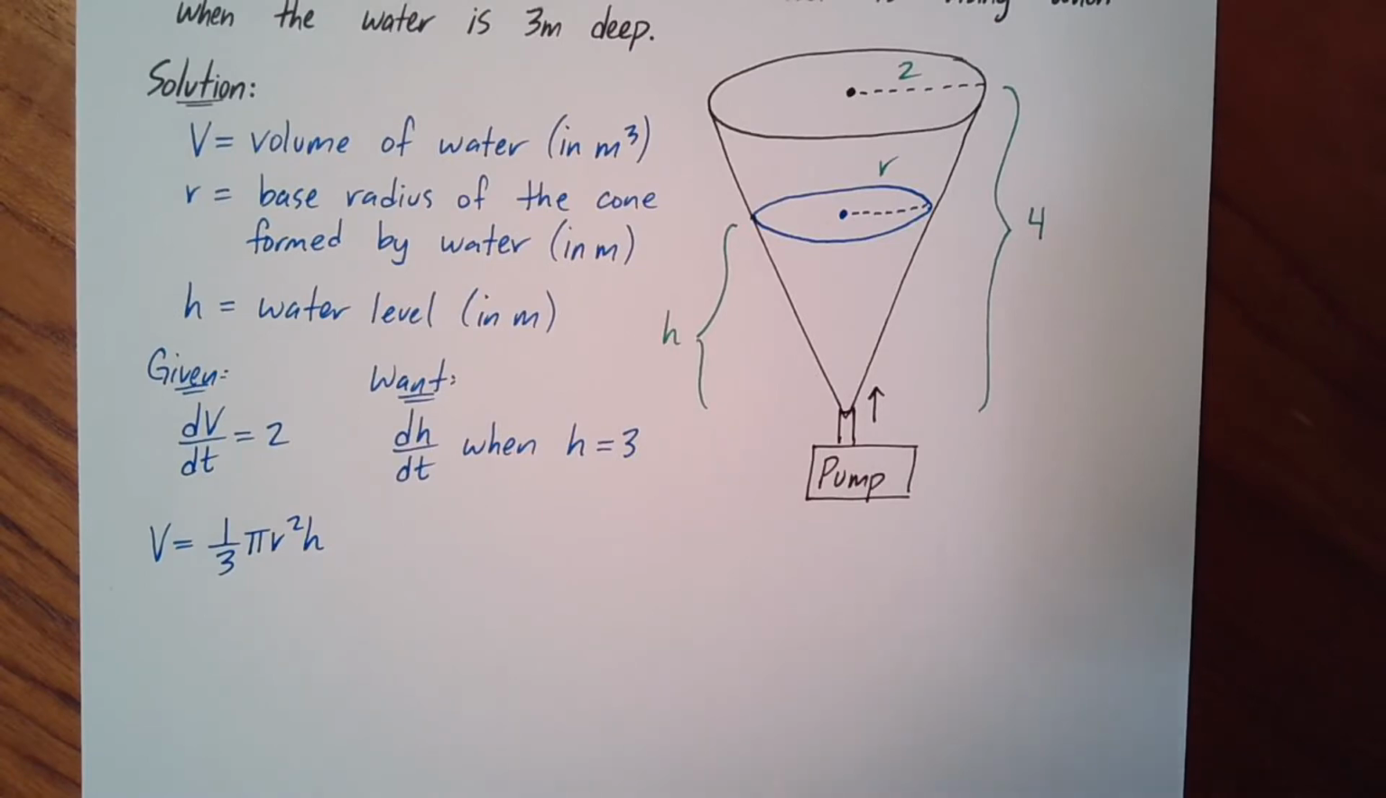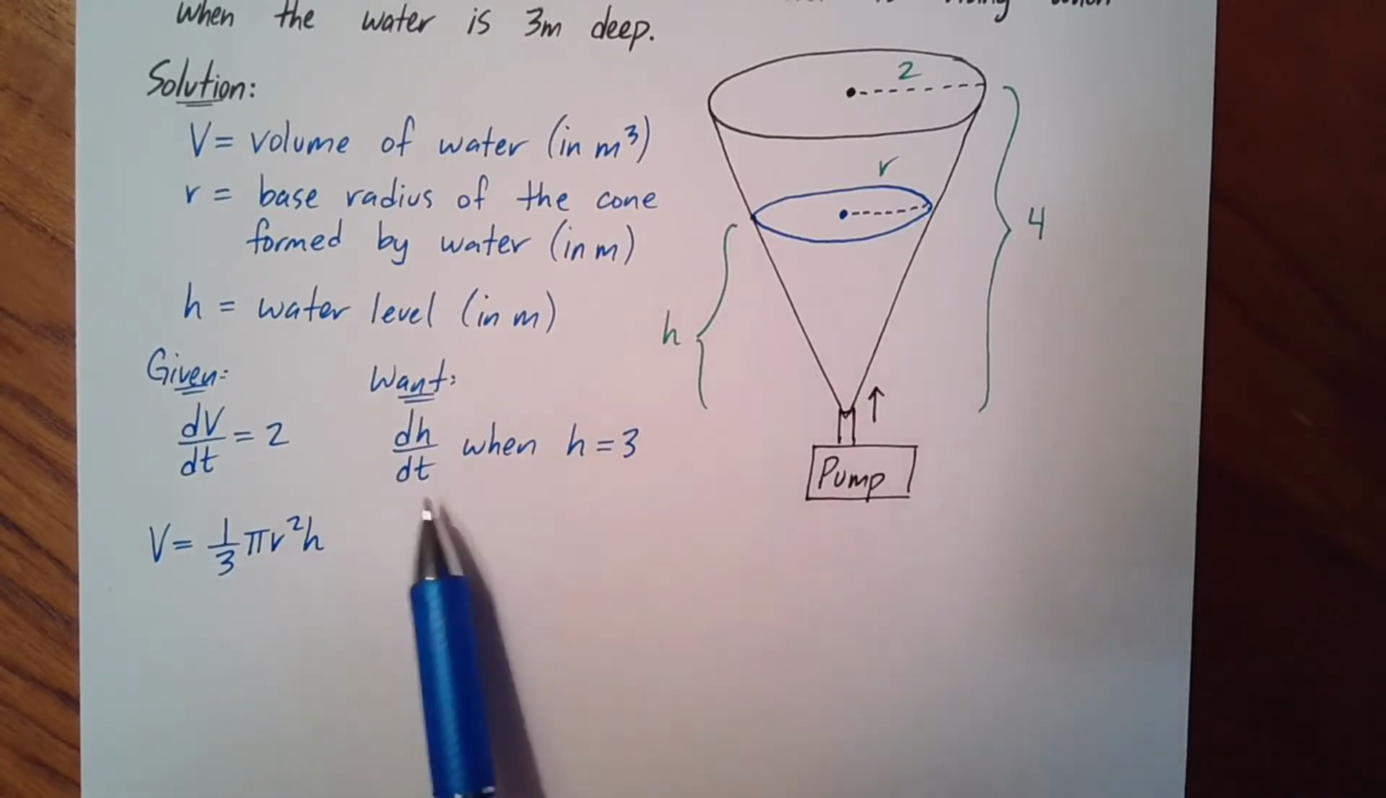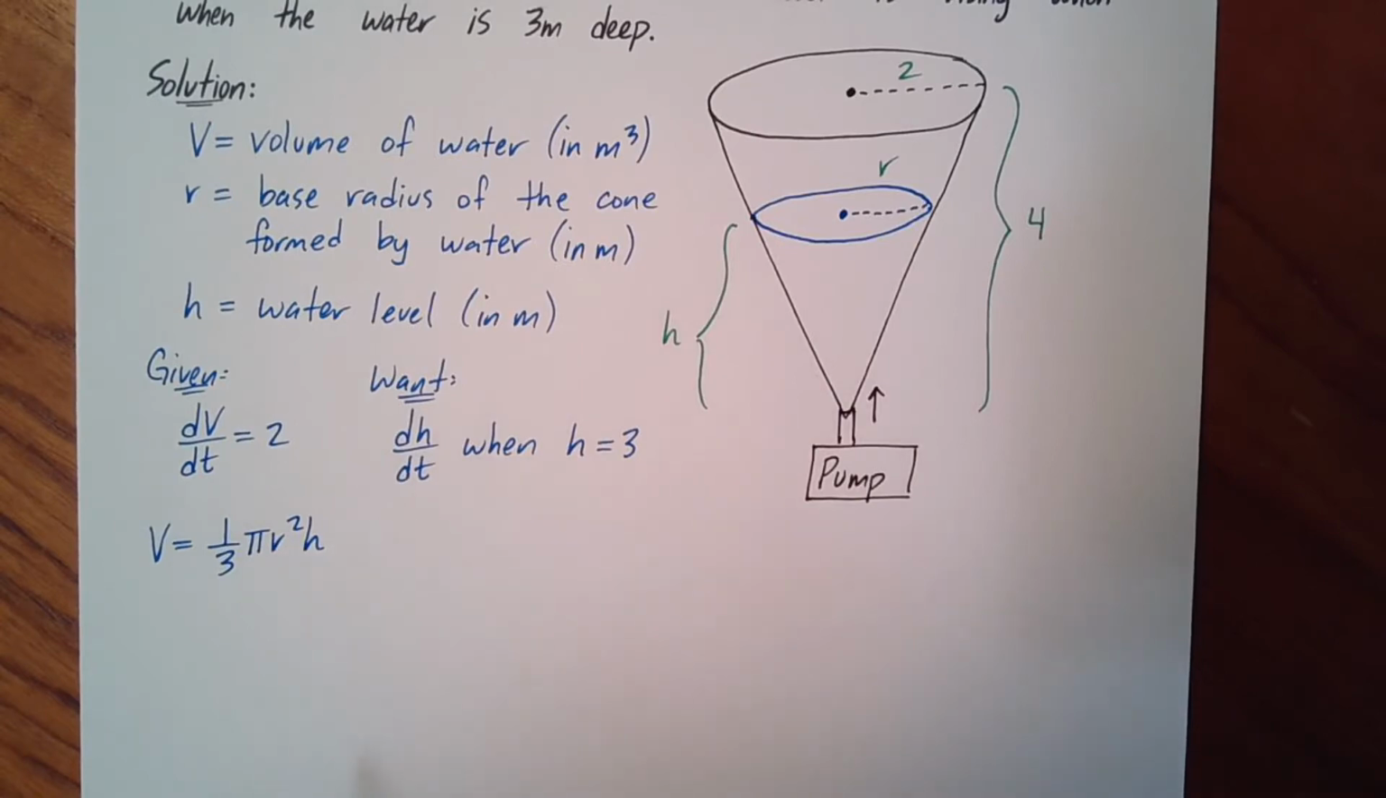But we aren't given the rate of change of the radius. We're only given the rate of change of the height. So really that's going to cause a problem. There's several ways to deal with that.